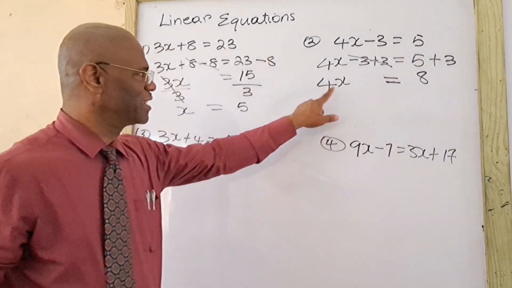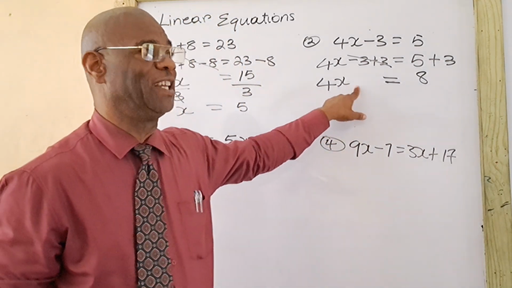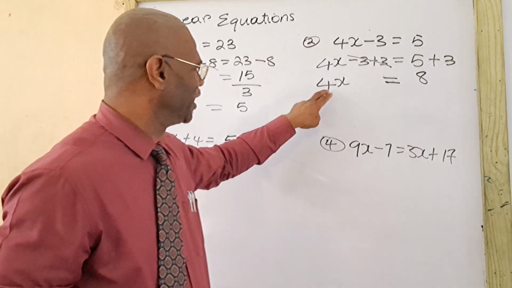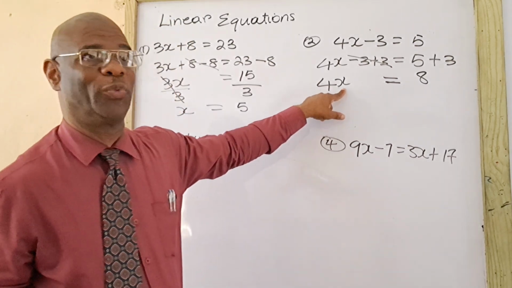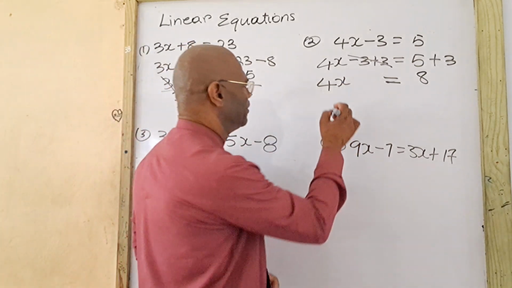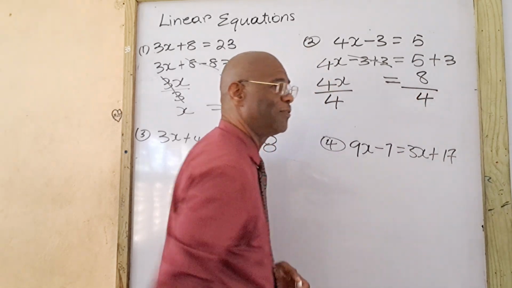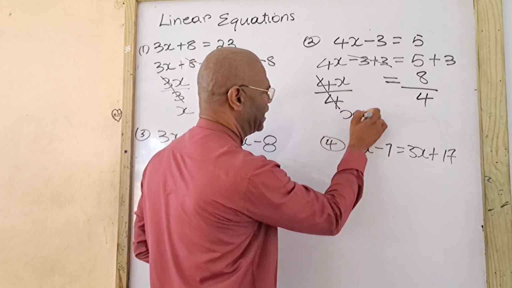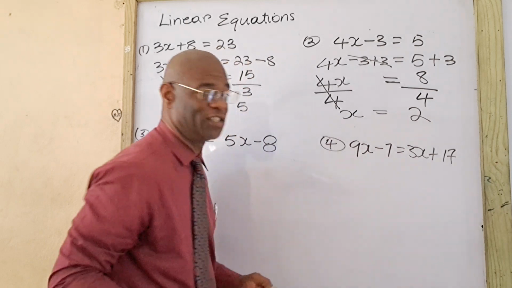Then we have 4 times a number equals 8. We need to find what that number is. In order for us to do that, we must get rid of this 4. We have 4 times the number, so we need to perform its opposite operation, which is division. So we are going to divide 4x by 4. I must also divide 8 by 4. Then 4 into 4 is 1. I'm left with x equals 8 divided by 4, which is 2. So x is equal to 2.